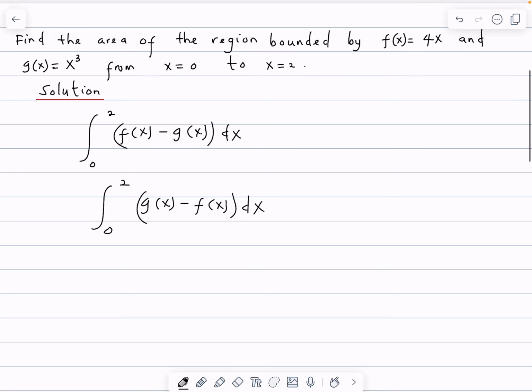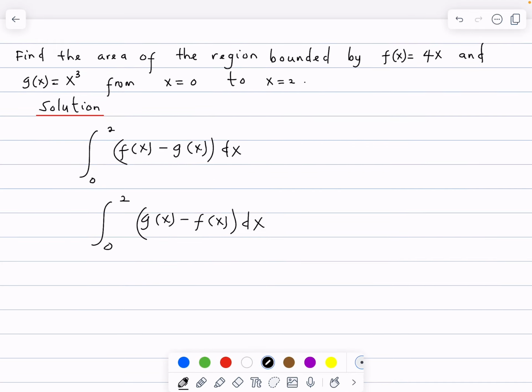So now the question is, which one are we going to choose? Is it the first one or the second one? Which one is it, f of x minus g of x or g of x minus f of x? The way we are going to know is by looking at the interval, 0 to 2, because that's the interval that is given.